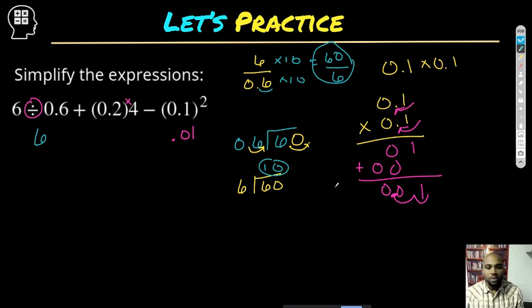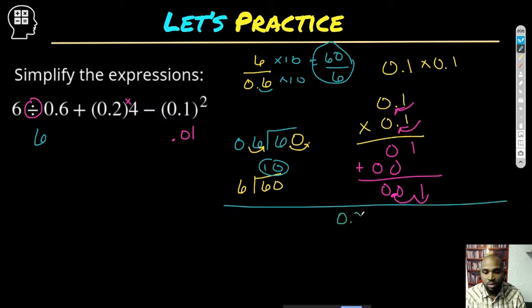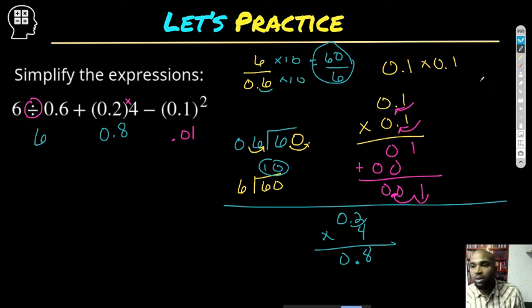Now 0.2 times 4. I'm going to make a line, create some separation here, and we're going to do 0.2 times 4. 4 times 2 is 8. 4 times 0 is 0. And I move one space, so that's going to be 0.8. So this is 0.8. And it looks like I worked everything. Now I have to go back and do the addition and subtraction. So now what we're looking at is 6 plus 0.8 minus 0.01.